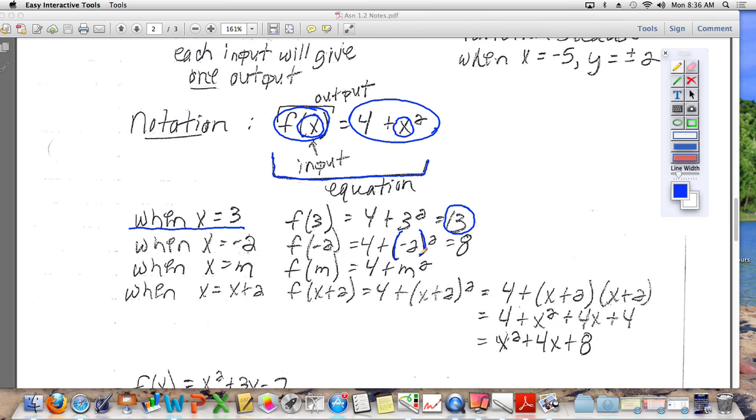Probably nothing too difficult so far. What happens though if I don't give you an actual x value? Let's say I give you m instead. Well, treat it like it's a number.